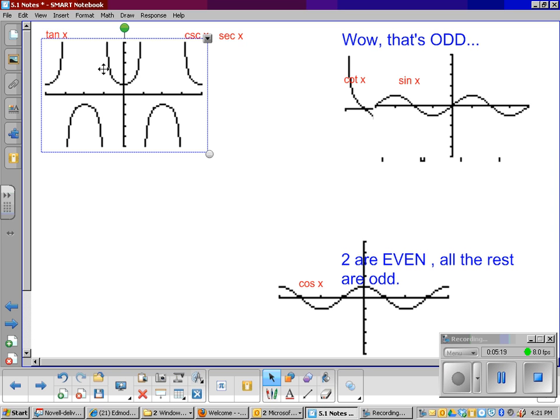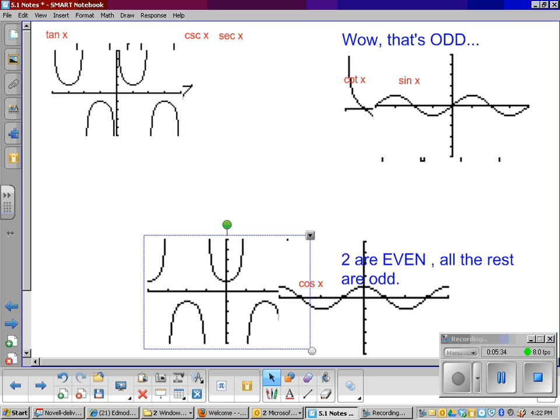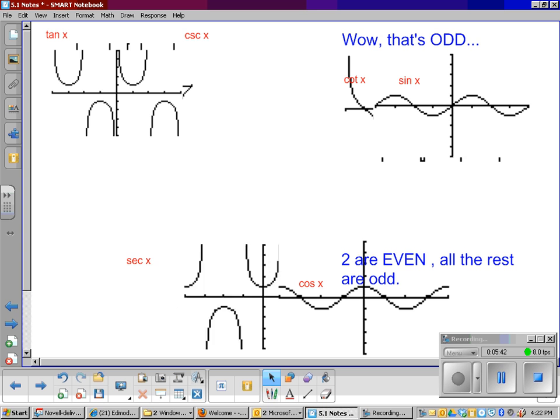Notice if I fold my graph on the y-axis, then this arm is going to lie right on top of that arm. This U-shape is lying right on top of that U-shape right there. So here is the other even function. The secant is an even function. Now notice, as we already talked about, the cosine and the secant also have the reciprocal relationship. So that's another way you can remember that these go together.